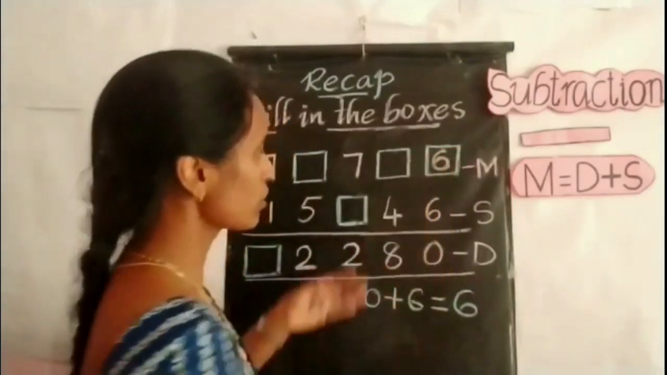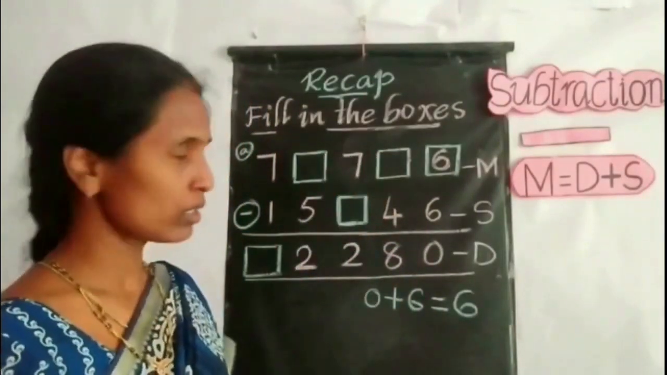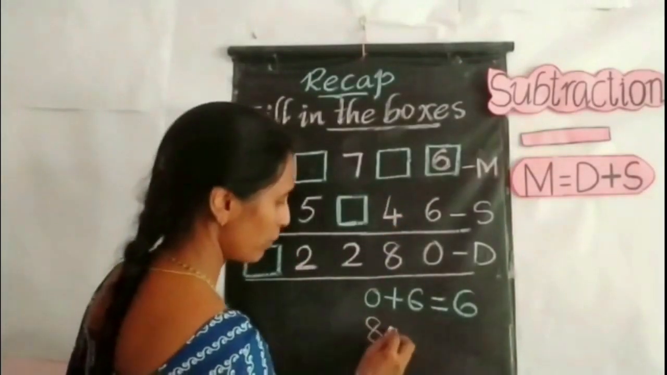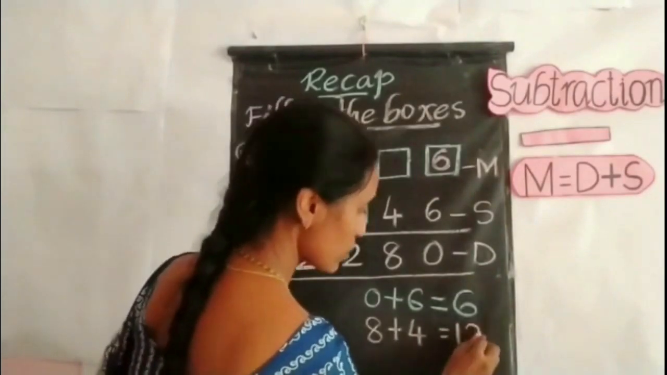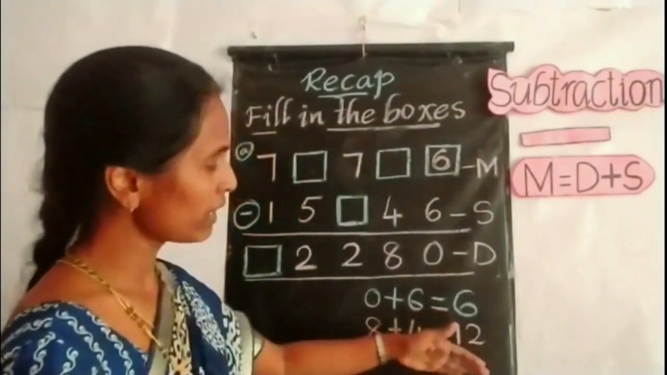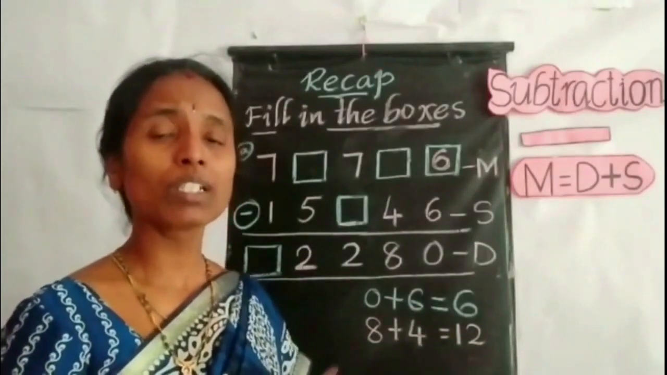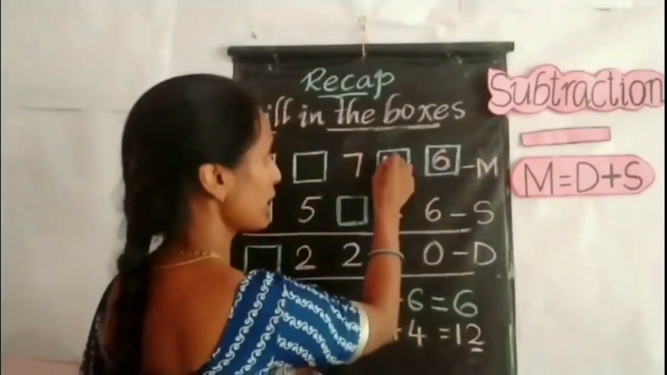Now, let us go to the tens place. Here also, the minuend is missing. Same as before, difference and subtrahend we will add. 8 plus 4. 8 plus 4, how much, children? Yes, 12. 12 means, can I write directly 12? From this, what did you understand? 12 means nothing but regrouping. So the first place, 2, I will write first.